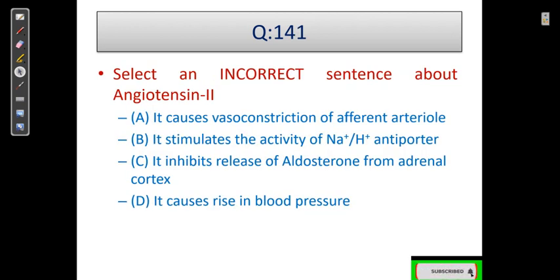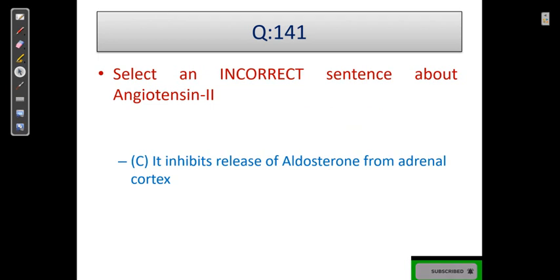Select an incorrect sentence about angiotensin II. It causes vasoconstriction of afferent arteriole. It stimulates the activity of sodium and hydrogen antiporter. It inhibits the release of aldosterone from adrenal cortex. It causes the rise in blood pressure. So it inhibits the release. It is the incorrect statement.